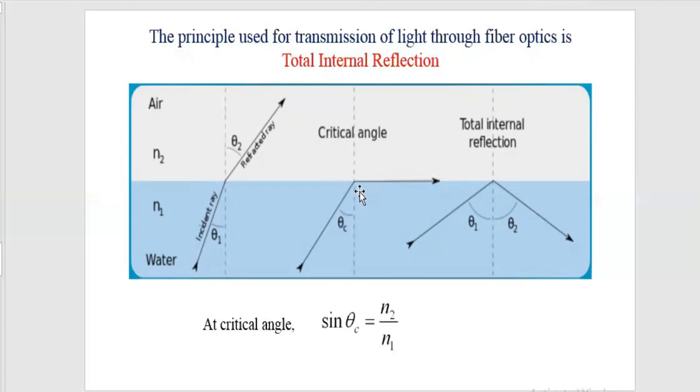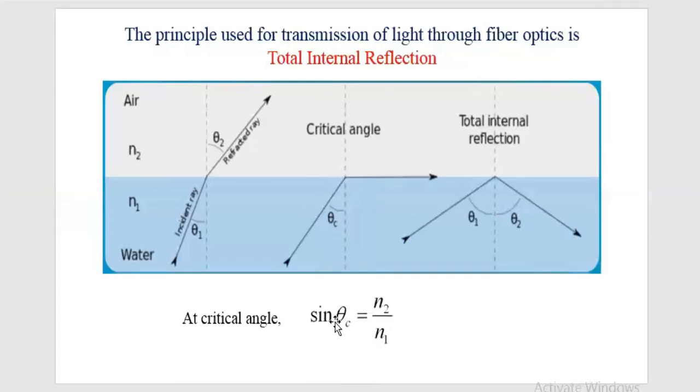Now, how are the refractive indices related to the critical angle? Let N1 be the refractive index of the denser medium and N2 be the refractive index of the rarer medium. Then from Snell's law, sin i by sin r is equal to N2 by N1. Sin i is the angle of incidence, that is theta C. Sin r is the angle of refraction, that is 90 degrees. Sin 90 is 1. So sin theta C is equal to N2 by N1. This is the relation between the critical angle and the refractive indices.